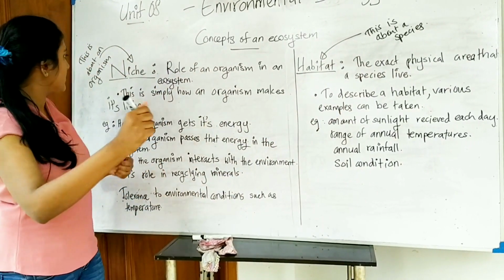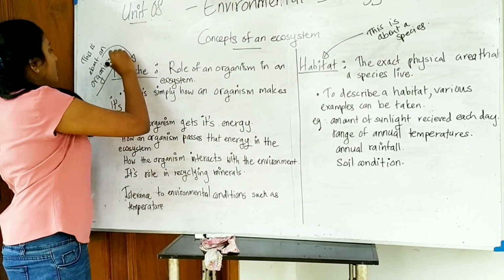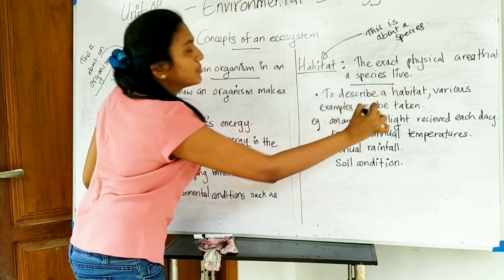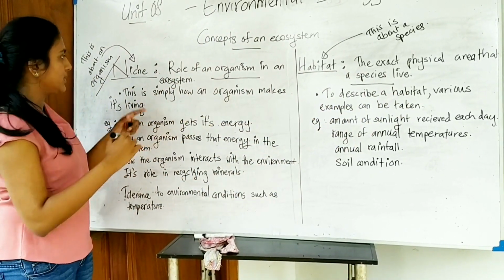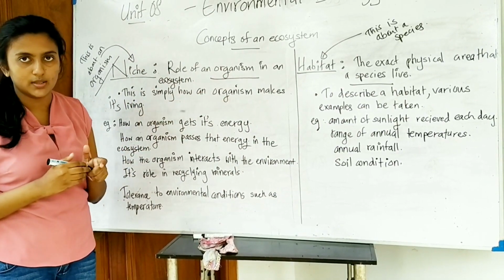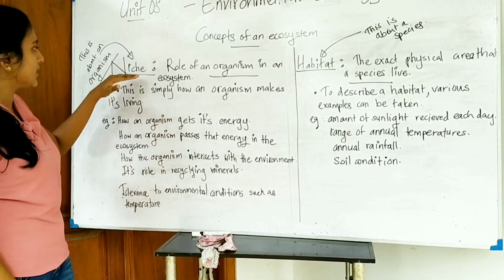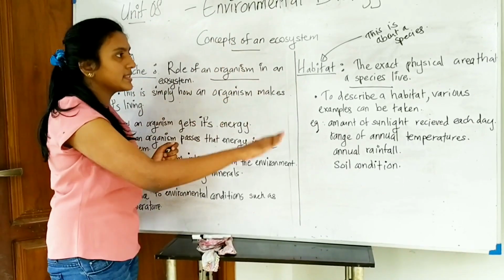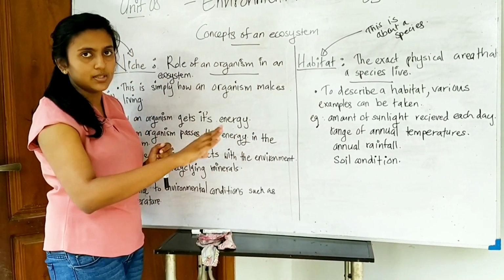We need to understand that the niche is always about an organism and the habitat is always about a species. The habitat is about a species and the niche is about an organism. So simply, the definition is: niche is the role of an organism in an ecosystem. Habitat is the exact physical area that a species lives in.